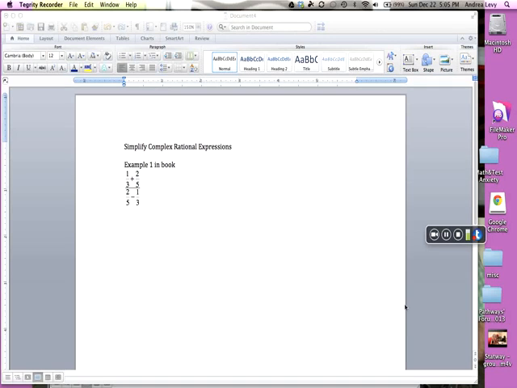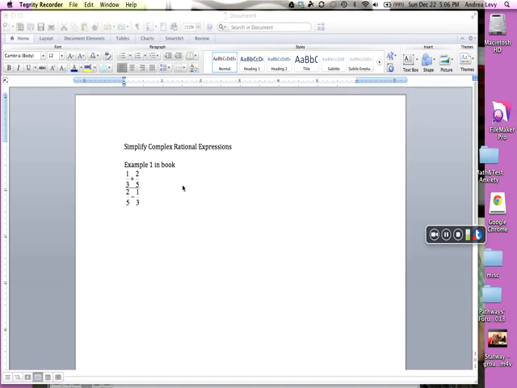Okay, here is an example from the textbook for simplifying complex rational expressions. The textbook suggests that you find your common denominators for your numerator and combine the two fractions, and then you do the same thing for the denominator. Then you use the flip and multiply, and the denominators will cancel out, and you're left with your answer.